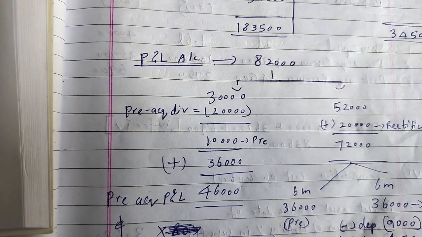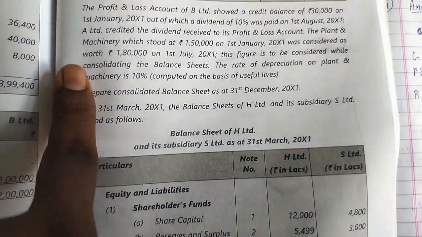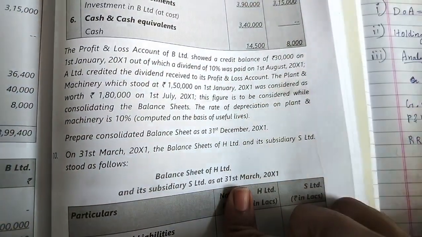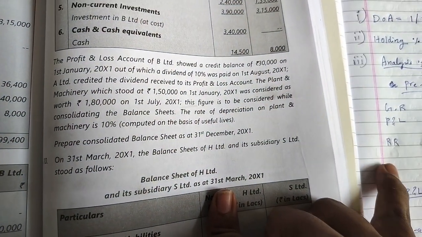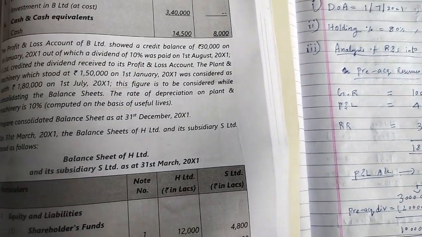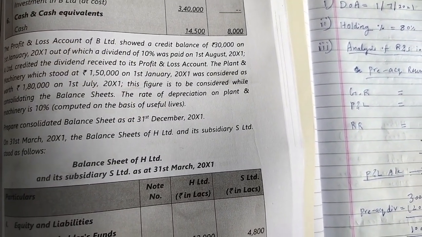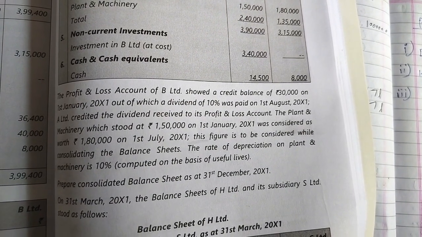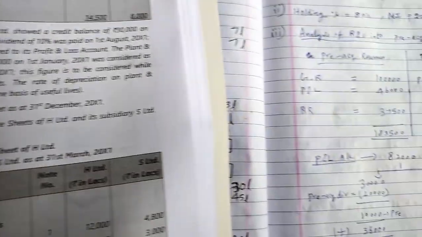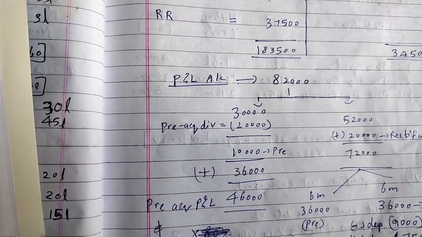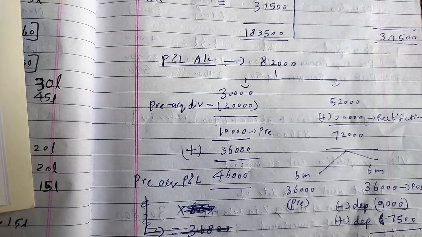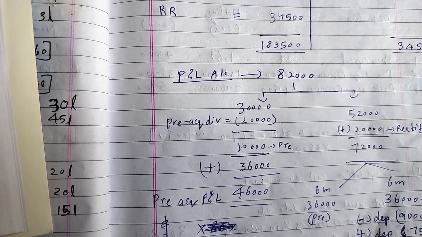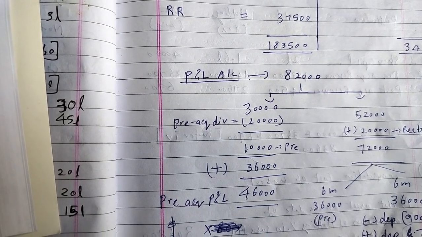Let's go to that. In the question they have told that A Limited credited the dividend received to the P&L account. Wrong entry: A Limited wrongly credited the P&L account for the dividend received, because a pre-acquisition dividend should be credited to the cost of investment, but they have wrongly credited it to P&L. So in the P&L account we need to add back that 20,000. So we need to add back: 52,000 plus 20,000 rectification entry. So P&L will be 72,000 after pre-acquisition.